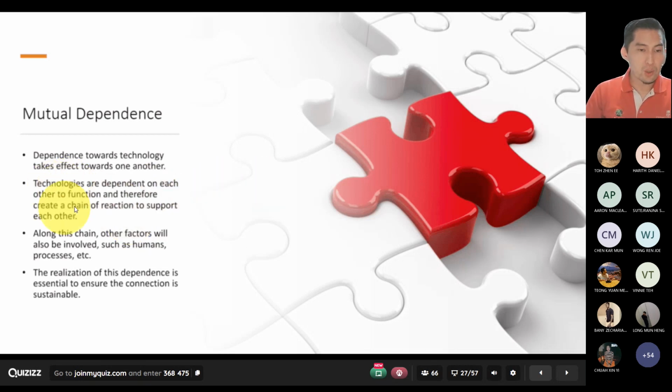Technologies are dependent on each other to function and therefore create that chain of reaction in order to support each other. Of course, along the lines, when you look at that, the users are evidently involved in between, because the effect that this chain reaction has on each other will basically affect how you will then get to use the technology itself. All right.